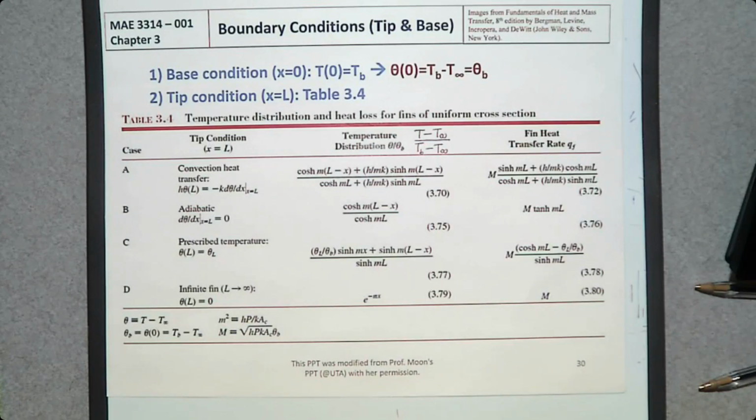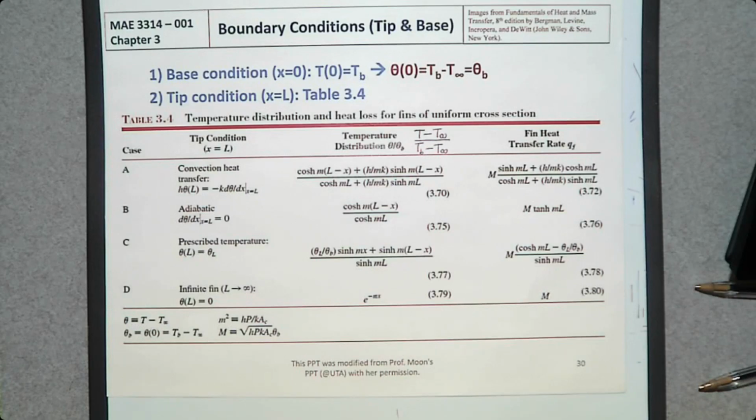So I can say prescribed temperature. Then this is the temperature distribution. Simpler than this one, but still ugly. This is the fin heat transfer rate. Still ugly. Oh, these two are ugly. Let's find the simplest one. I'm going to say the fin is extremely long, so it is almost infinite. Then, what is the temperature distribution? Very simple. What is the fin heat transfer rate? Very simple.